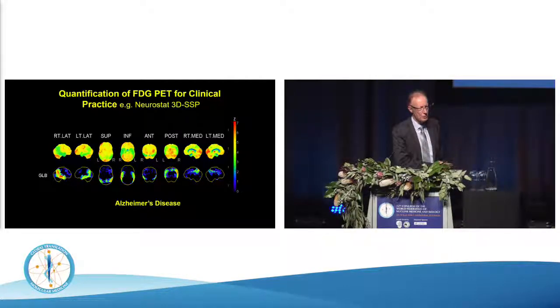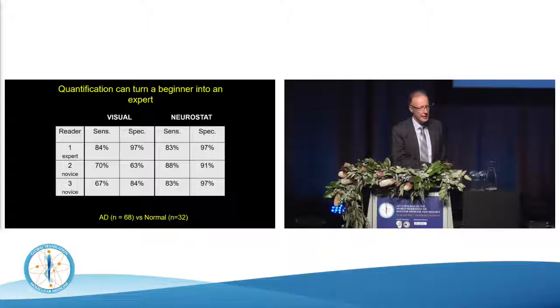Quantification with PET, well, Neurostat came along. There's a number of programs now, and this is fabulous. It improves the accuracy. This is a study we did of 68 amyloid scan positive ADs versus 32 amyloid scan negative. Looked at the sensitivity and specificity of FDG PET in these people. There's an expert, who's me. Didn't make all that much change to an expert, but the novices became as good as me. They could put me out of a job by using this program.